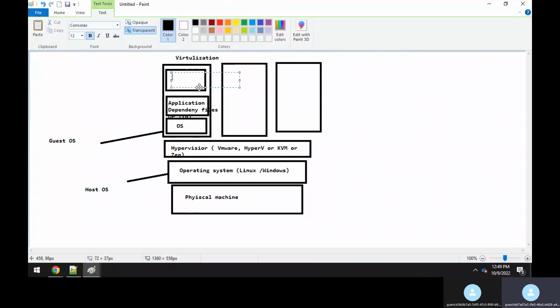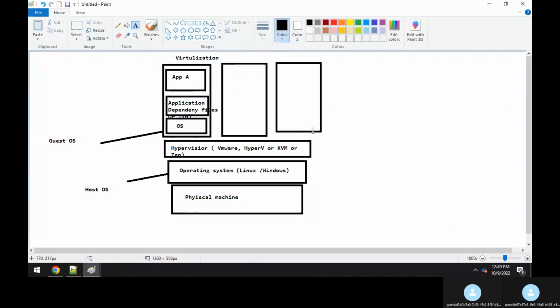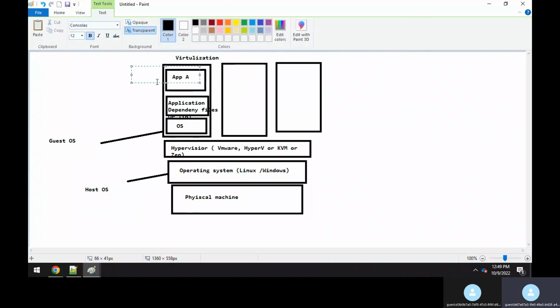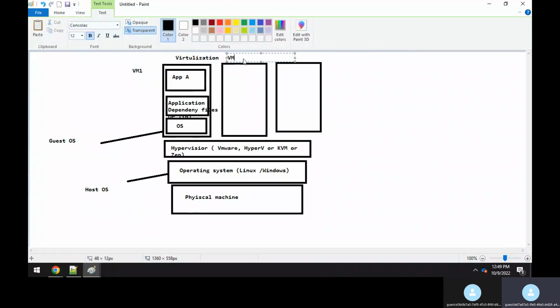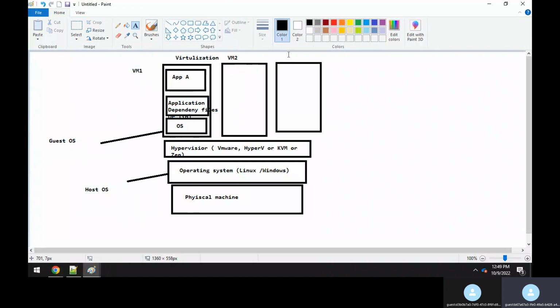We used to have something like application A. So the whole thing we call a VM, virtual machine one. Similarly, we used to have the same thing, virtual machine two, virtual machine three.